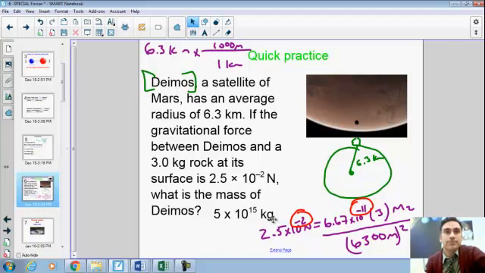Alright, that concludes 6.1. Most of your universal gravitational problems are going to involve this equation and some variation of 2 masses and a distance. So hopefully that's helpful.